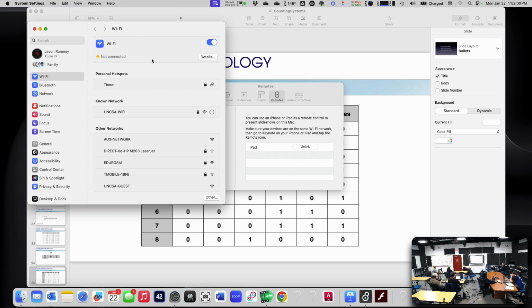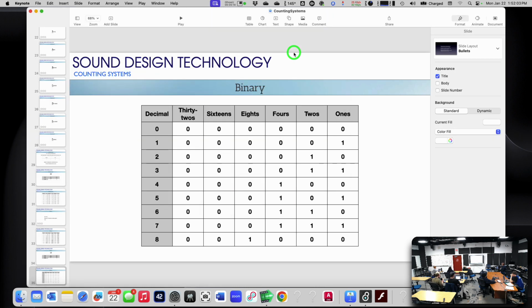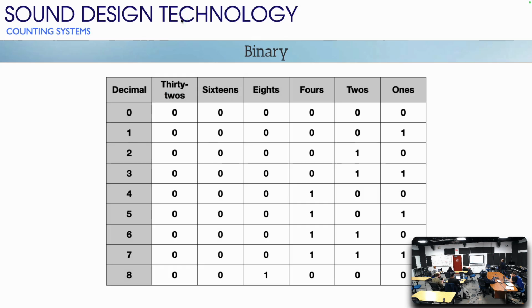Let's do this the old school way, shall we? Since I can't get this to work, we'll go over here. We'll use some non-digital technology. If you all knew how expensive these markers were. All right. So let's do some counting.